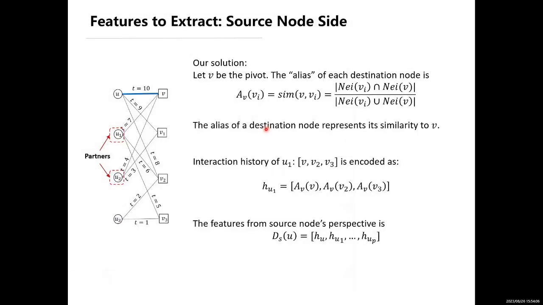So to tackle this issue, in our solution, we propose an alias-based method. Assume we want to extract features for edge UV, and we will make V the pivot node. The alias of each destination node is the similarity between V and Vi. So with this alias defined, the interaction history of U1 is encoded as this. Each destination node is replaced by its alias. So for each partner, we can get this feature vector, and the features from the source node's perspective are the collection of all these vectors.